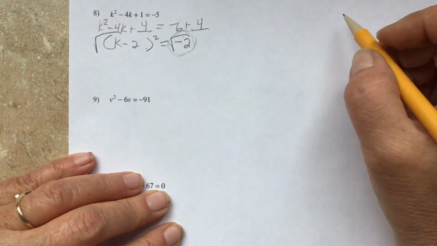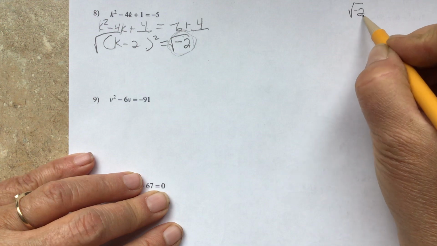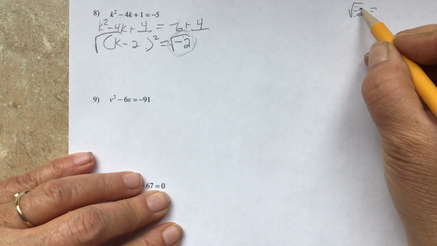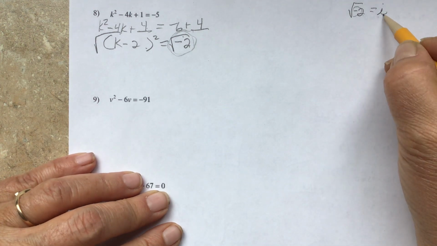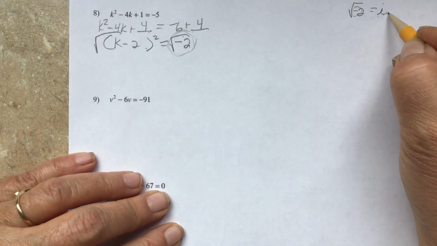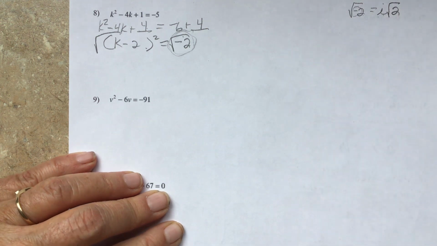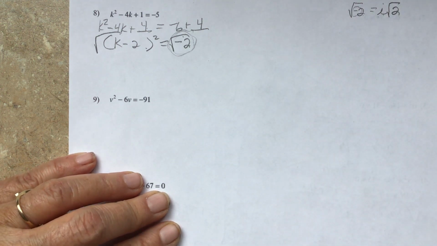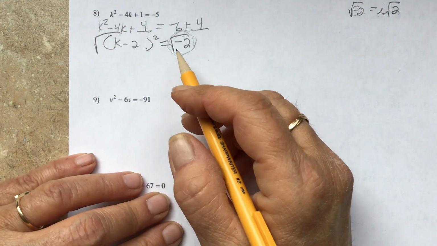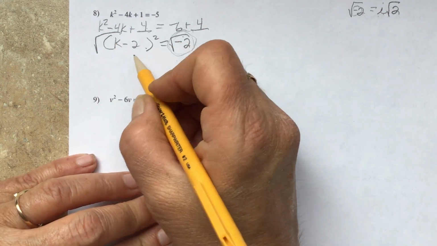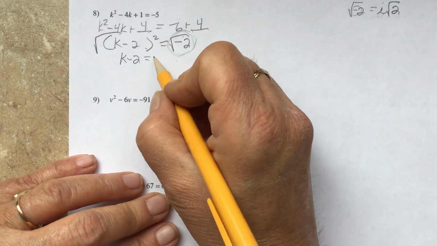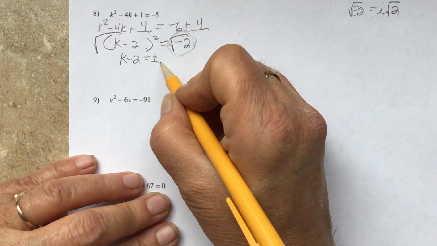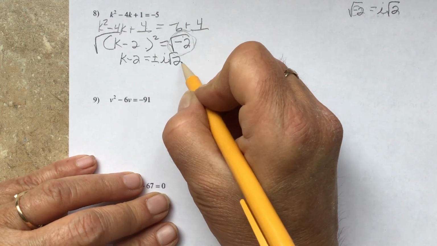So the concept that we're using is the square root of negative 2 would equal, we take the negative and put it on the outside and turn it into an i, and that stands for imaginary. So it's i rad 2. Okay? It's a number that doesn't exist. Okay, so now k − 2 = ± i√2.